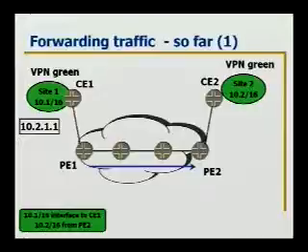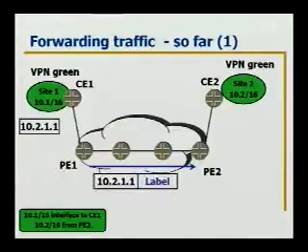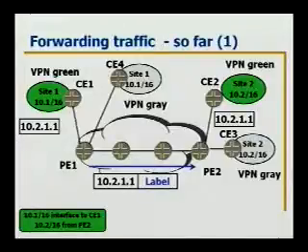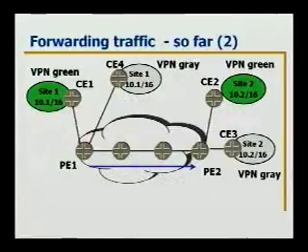Now, if there is a label switched path between PE1 and PE2, I'm going to just take the packet, encapsulate it into MPLS, put the appropriate label of this label switch path, and send it to PE2, and then PE2 should be able to figure out that this traffic belongs to VPN Green and send it to the right site. And this seems really nice, except if the picture was a little bit different.